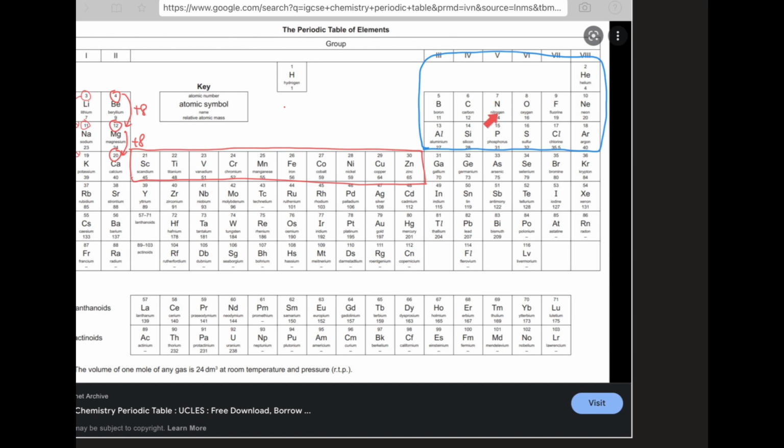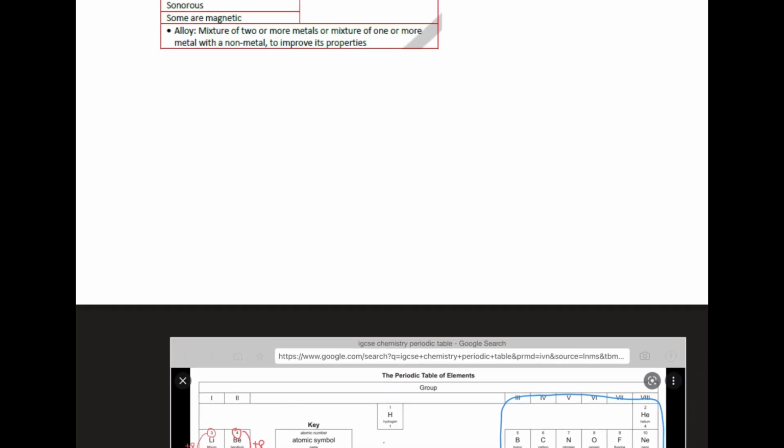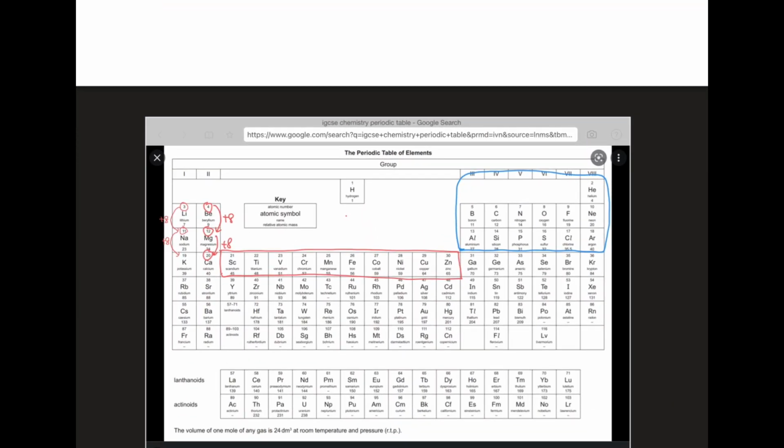7 plus 8, 15. 6 plus 8, 14. Okay, so for this only. After that, not true already. So that statement is true for the elements from the first until 20. 1 to 20 only. Proton number 1 until proton number 20, which is still correct.